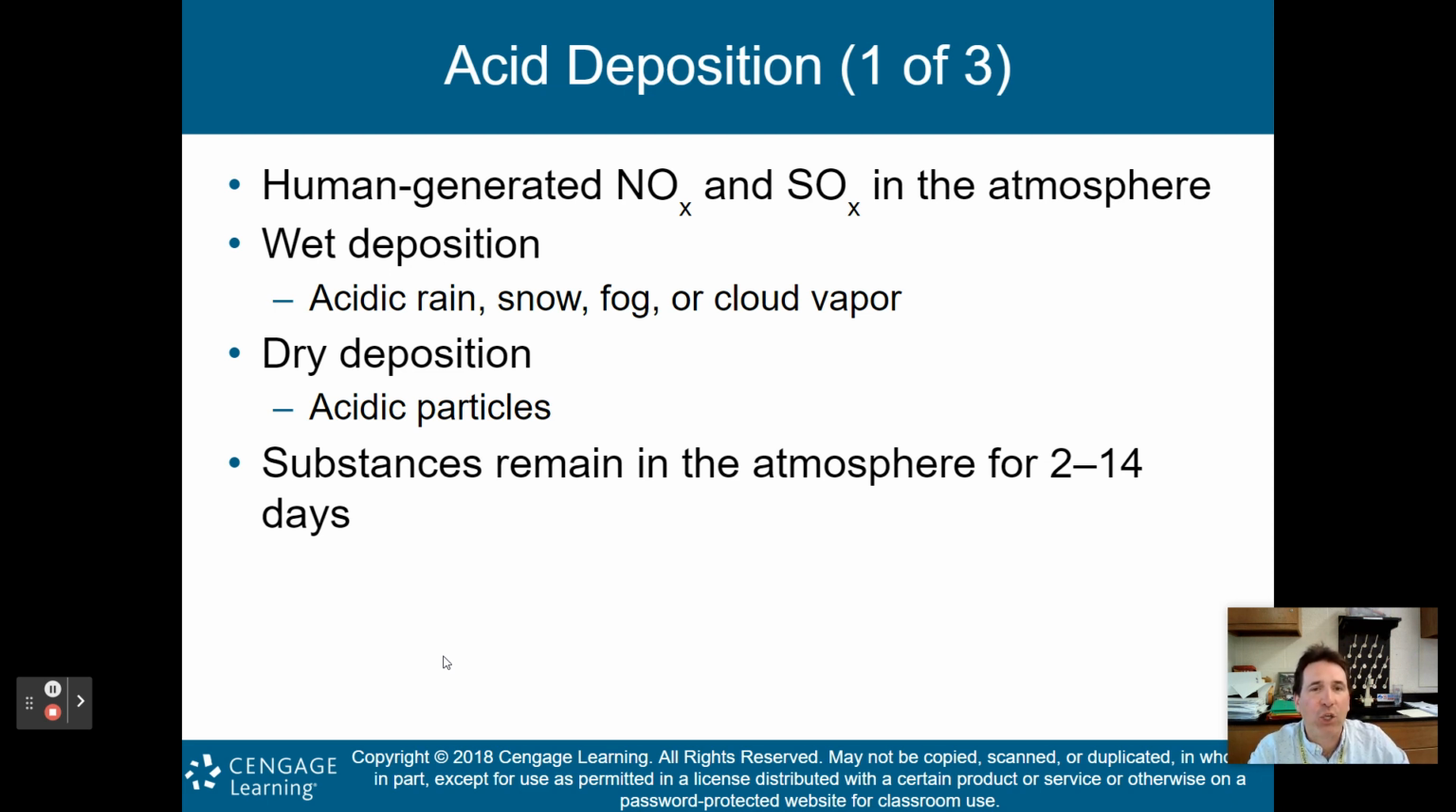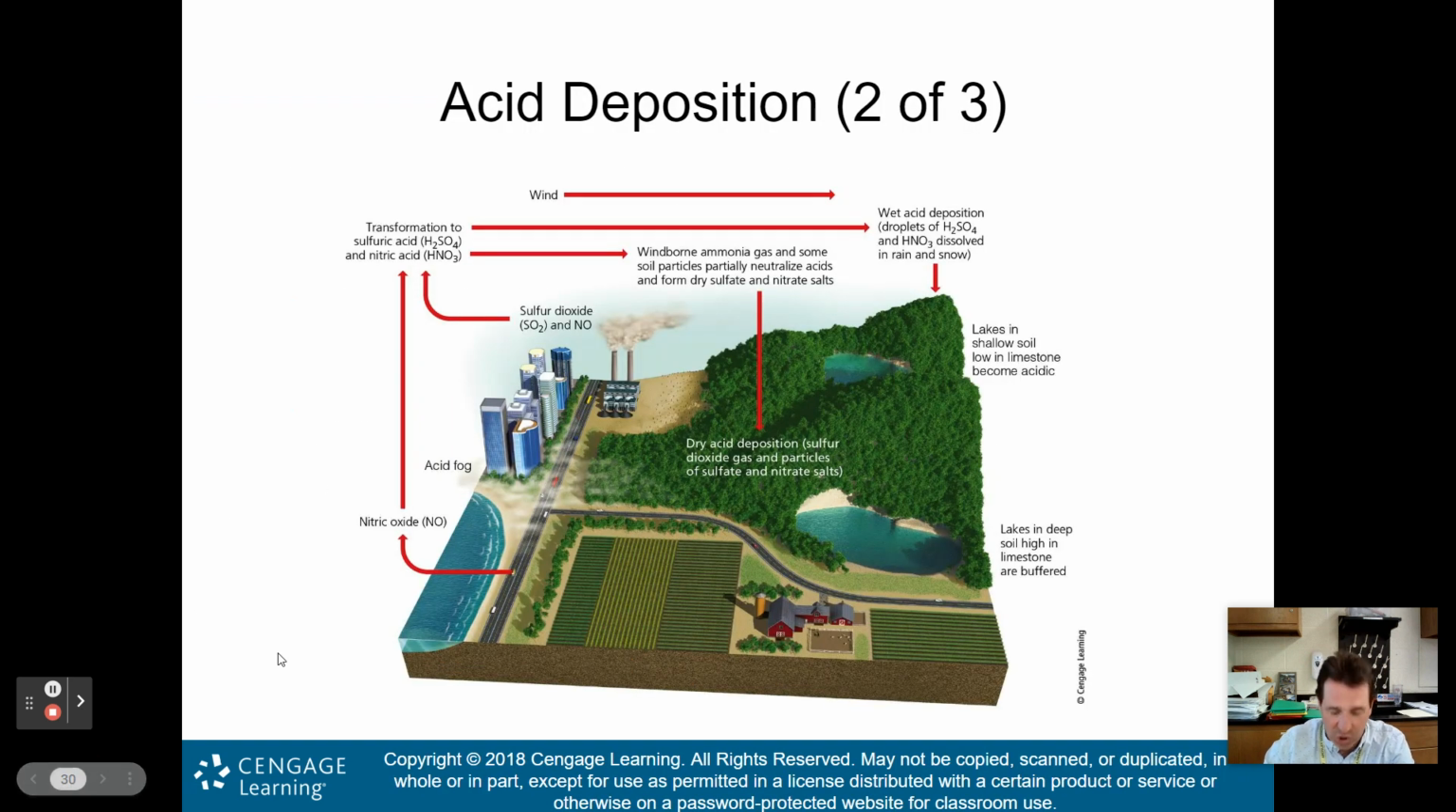So, human-generated NOx and SOx in the atmosphere, right? Wet deposition is acid rain, snow, fog, or acid cloud vapor. Dry deposition would just be acidic particles falling out of the sky. And again, these substances remain in the atmosphere for 2 to 14 days, and could cause issues. So here we have, again, natural capital degradation from acid rain.